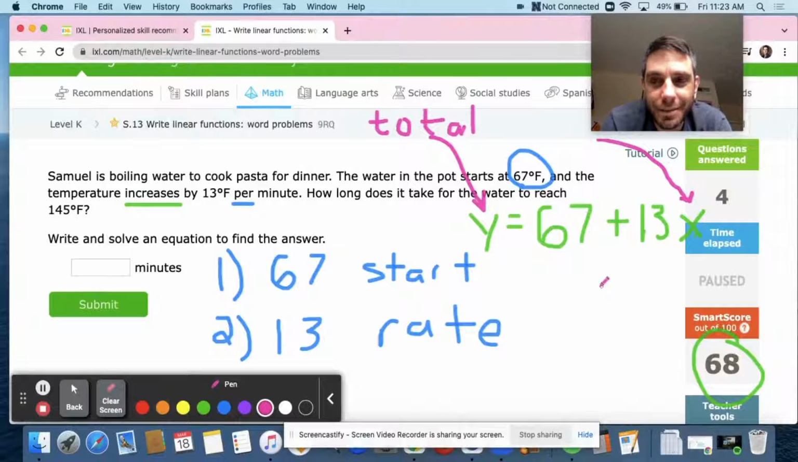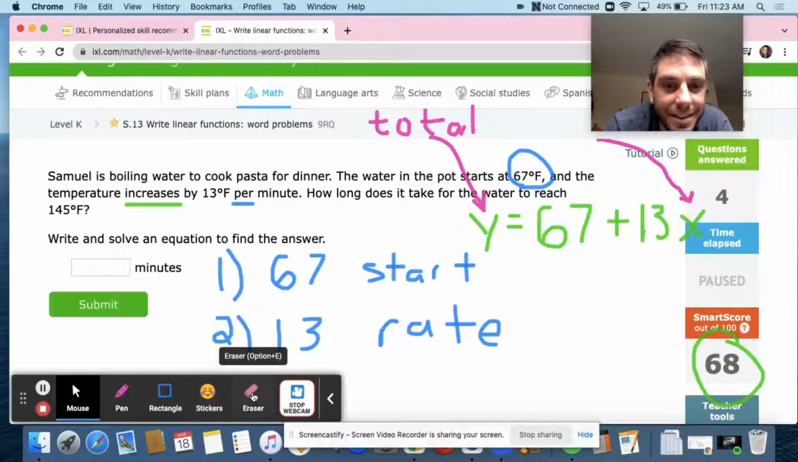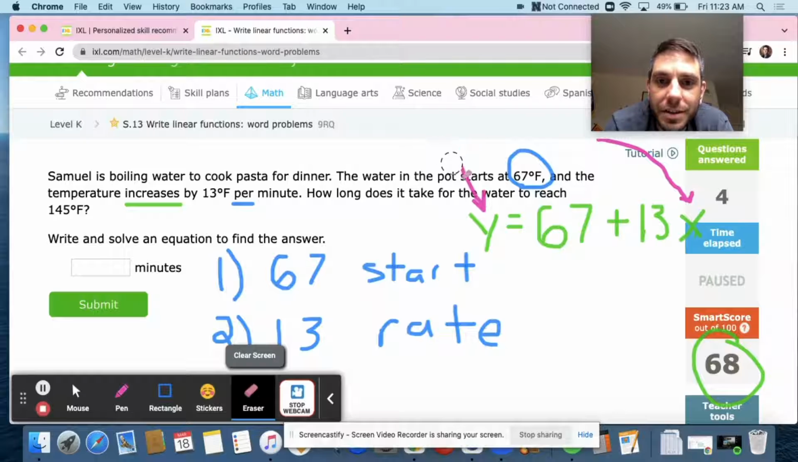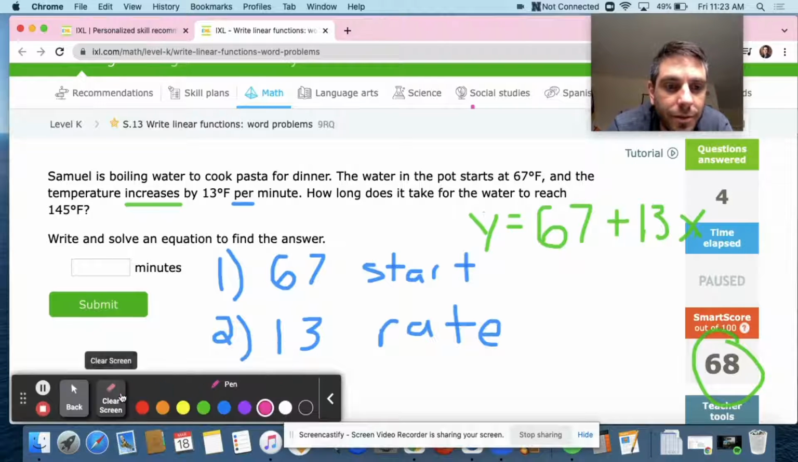Now, here's even better. So I just discussed two ways to determine the meanings of x and y. Now, the third way is my favorite because there's really no mystery to it. Those first two things are good to know, but here's the best way, in my opinion. Look at your rate. 13 is our rate in this question.